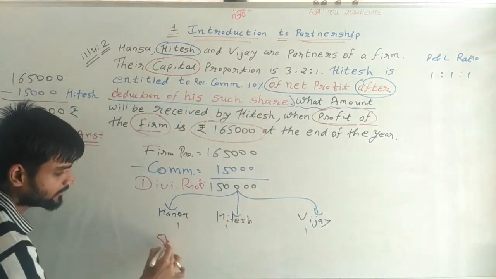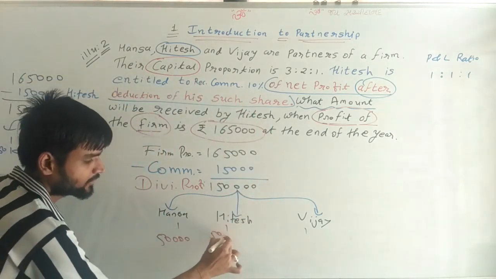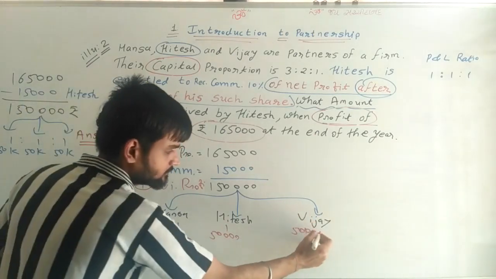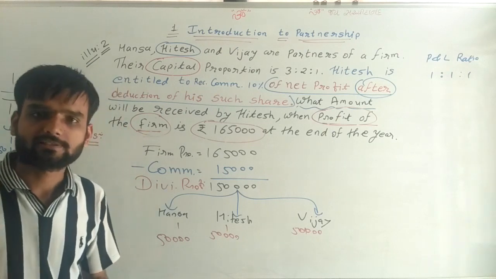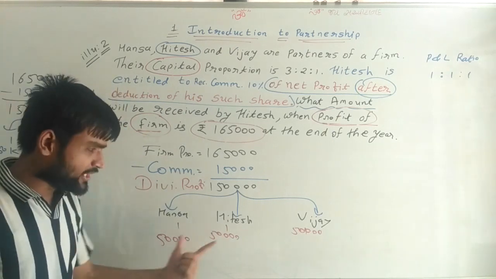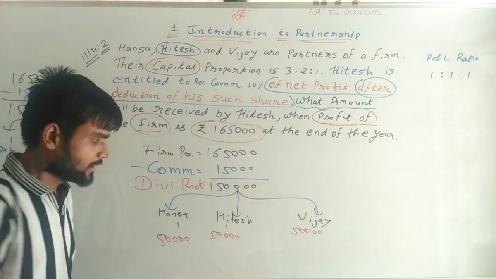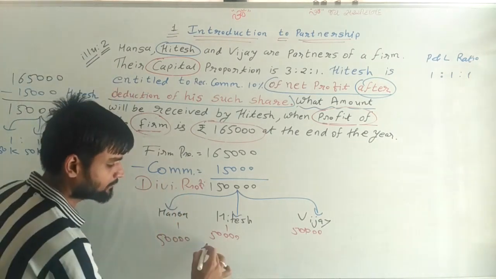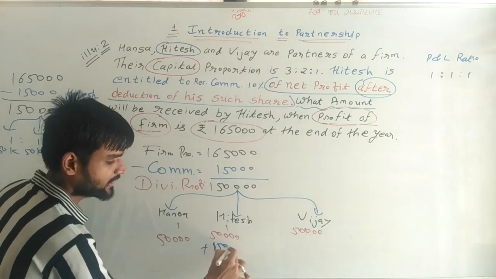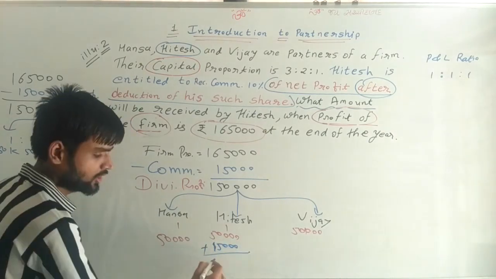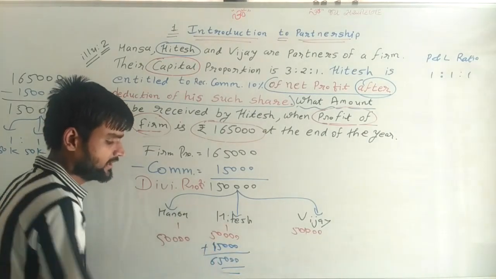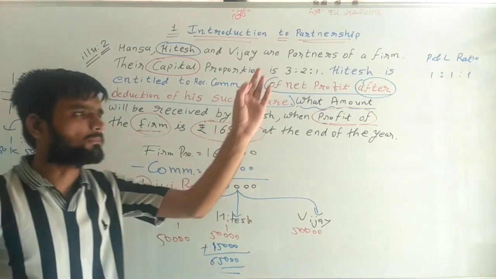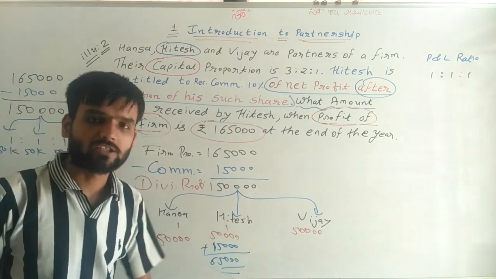So distributed 50,000, 50,000, 50,000 among the partners. So each and every partner received 50,000, but Hitesh is a special person who gets commission also. That's why plus 15,000 received by Hitesh. Total amount received by Hitesh is 65,000. Yeah, it means that is the answer for me. Total amount received by Hitesh is 65,000.